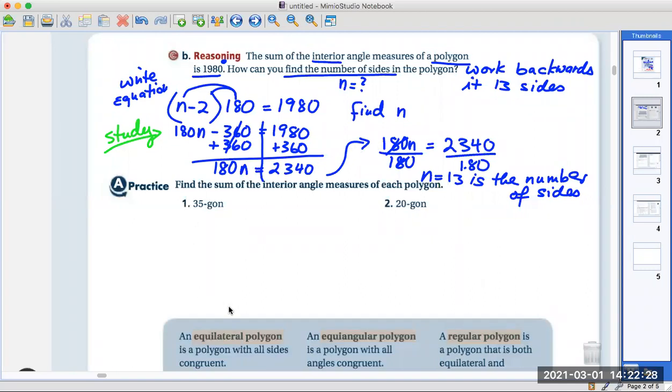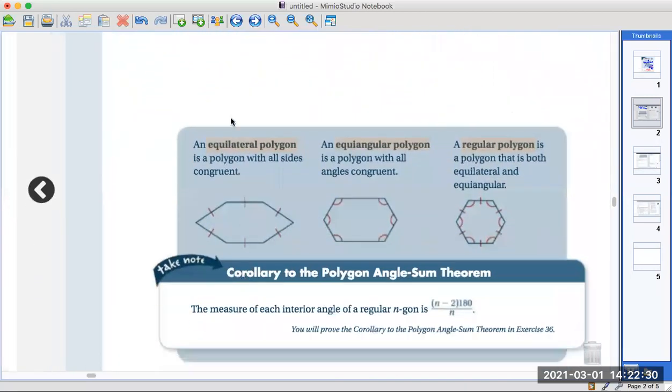Okay, let's move down here. In the middle of the page, it's talking about words. An equilateral polygon means lateral sides, so all sides are equal. Notice the little tick marks tell you all sides are equal. Equiangular polygon. Angular means angles. So all angles are equal.